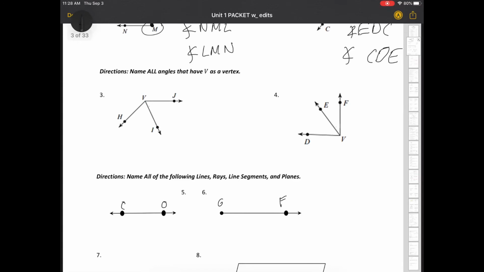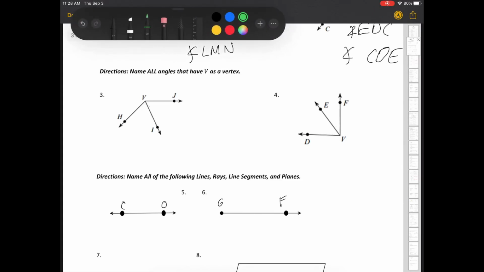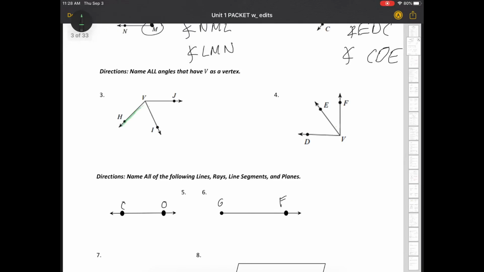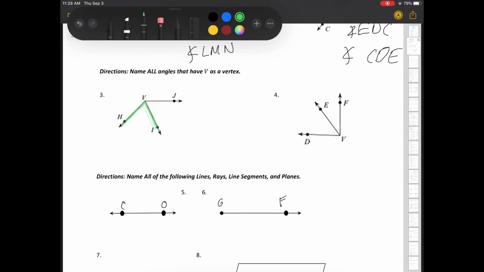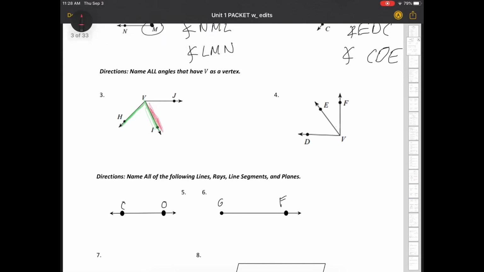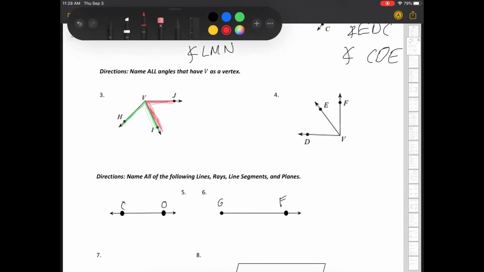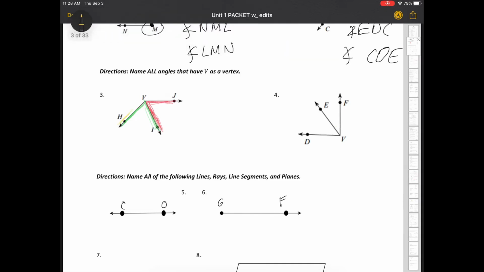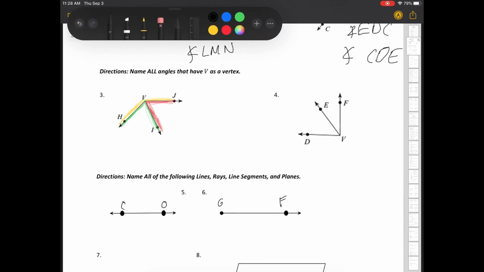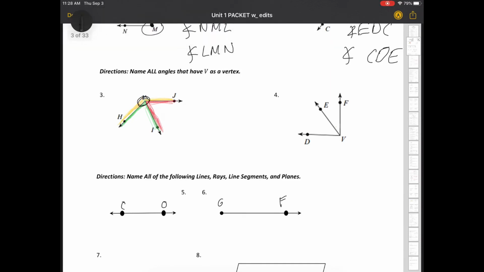Now we have multiple angles here in one. So in this picture here, for number 3, we do have 3 total angles. Now, let's see where we get that from. We do have an angle here. We have another angle here. And then we also have the big angle, which is the entire thing. So there's 3 possible angles here. And they all do have the same vertex. All of them have vertex V.